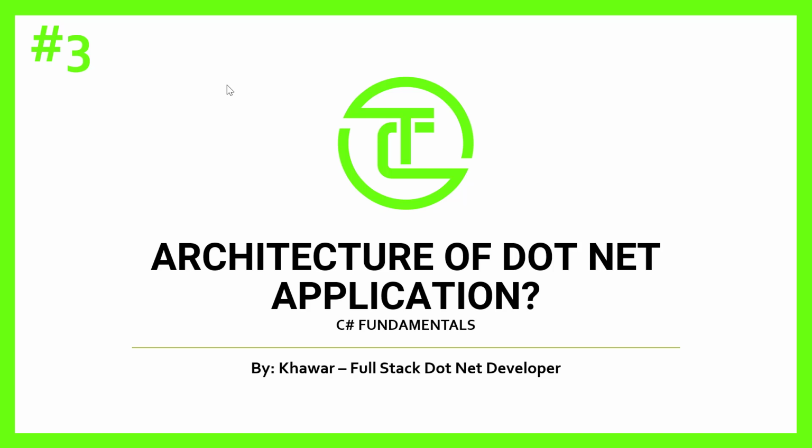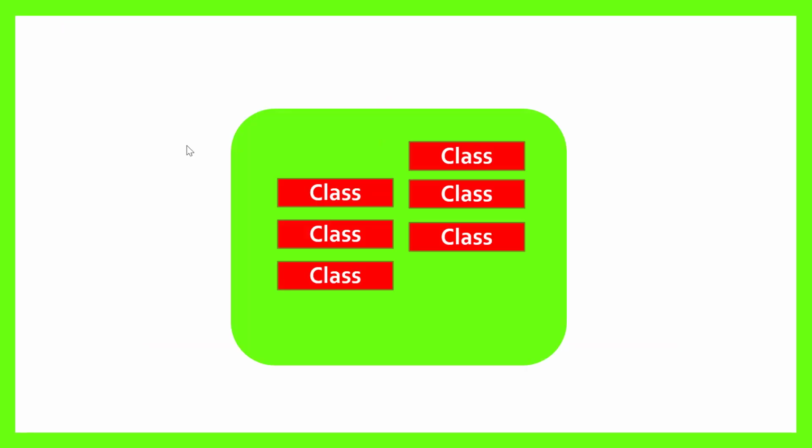Okay guys, now let's learn about the architecture of a .NET application. In this lecture we'll see the basic units of a .NET application and we will see the working of a .NET application. At first level we have building blocks of application called classes. Classes are the basic unit of a .NET application.